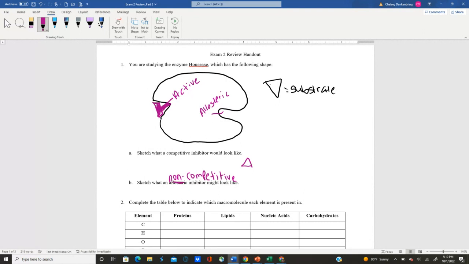So what a non-competitive inhibitor... get it together. Non-competitive inhibitor. Non-competitive inhibitors are going to bind the allosteric site. So y'all, if you're struggling with keeping all these inhibitions separate, make little notes here for yourself, okay? So it needs to mimic the allosteric site.